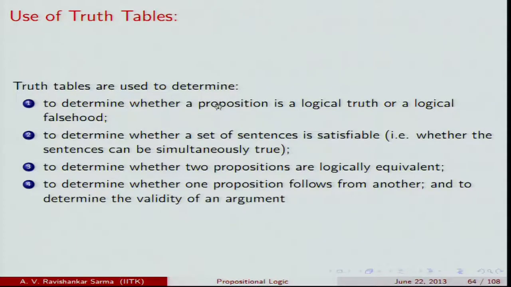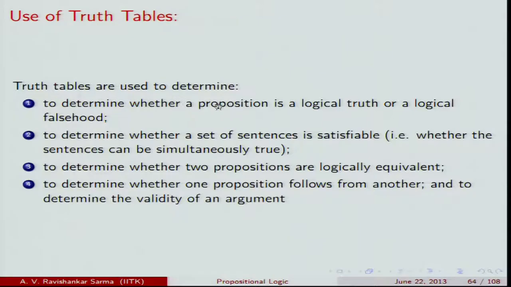So validity is a concept which takes care of what follows from what. Usually the conclusion follows from the premises. So that means we can also determine the validity of a given argument using the truth table method. We will consider a few examples, and to begin with, first we will talk about whether a given logical formula, a well-formed formula, is a tautology, contradiction or contingent kind of statement.